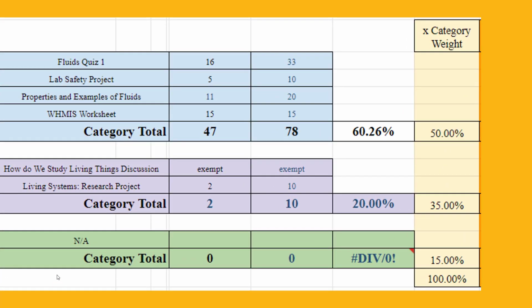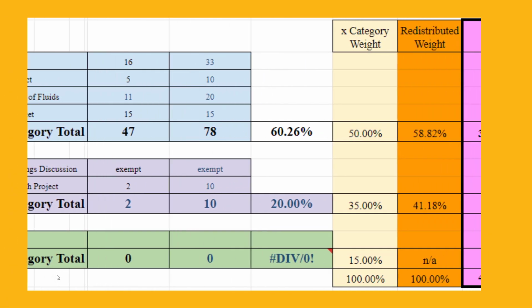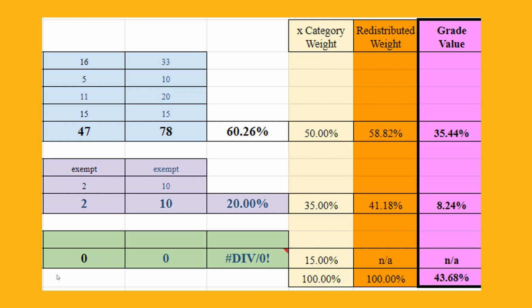So it's important to note that if there are no assignments within a category, the weight of the category will be redistributed across the other categories. So this 15% attributed to the final exam category before that final exam, we need to distribute that 15%. So it's equally redistributed to the other categories.